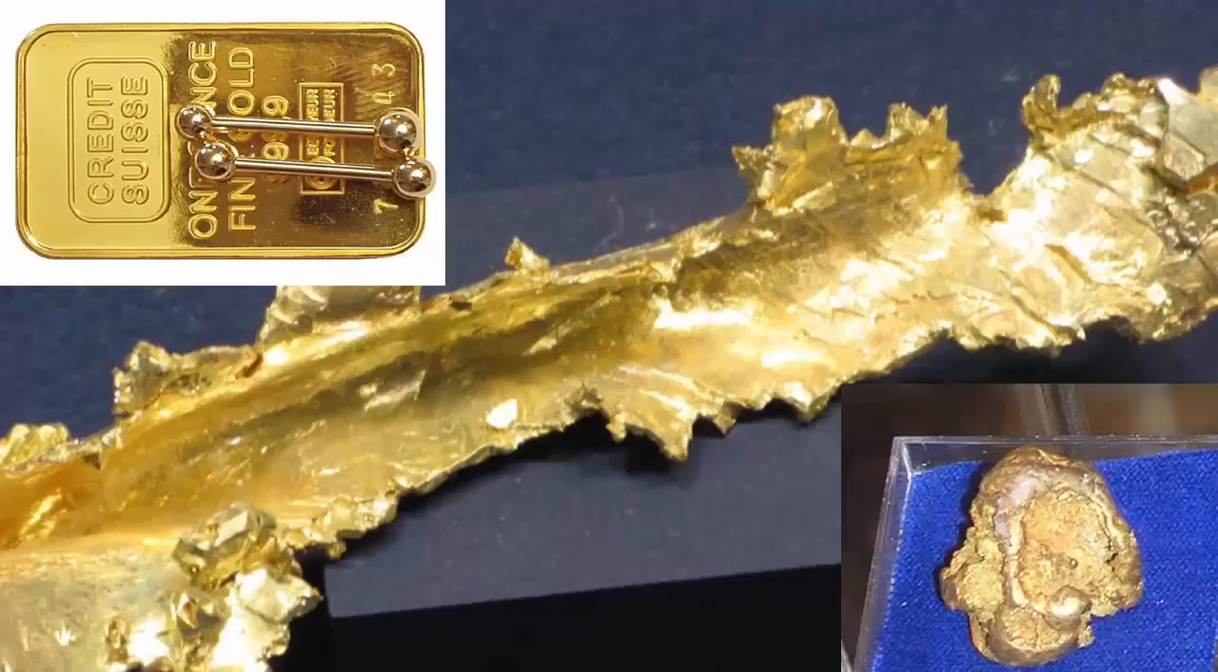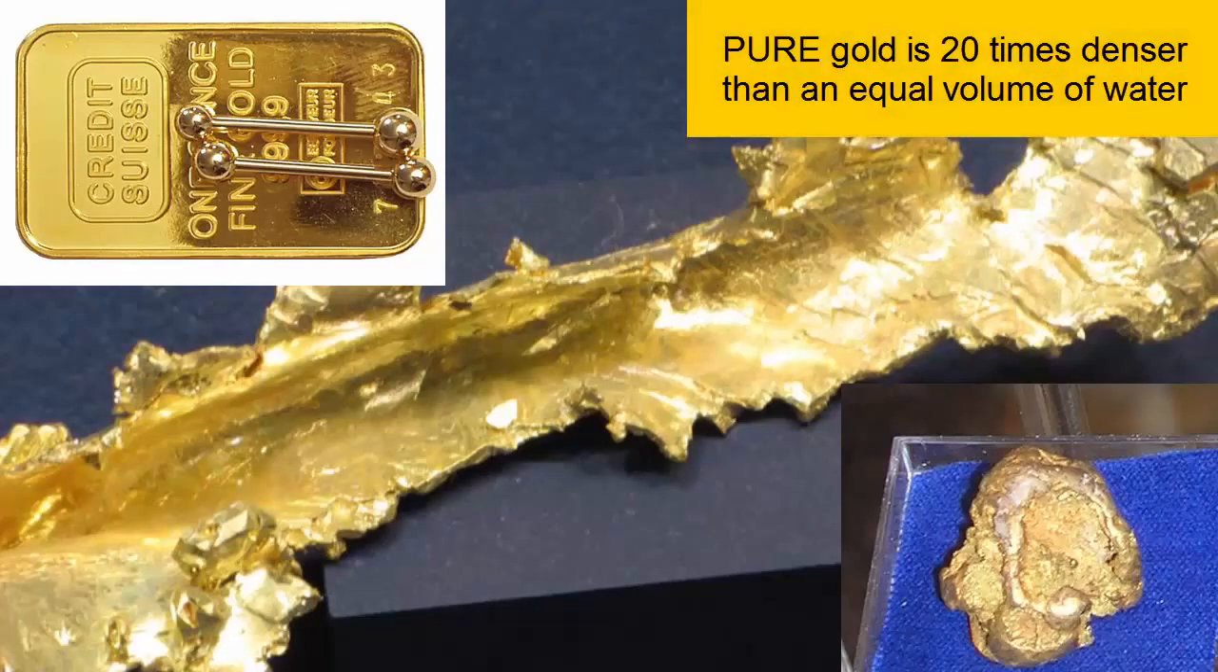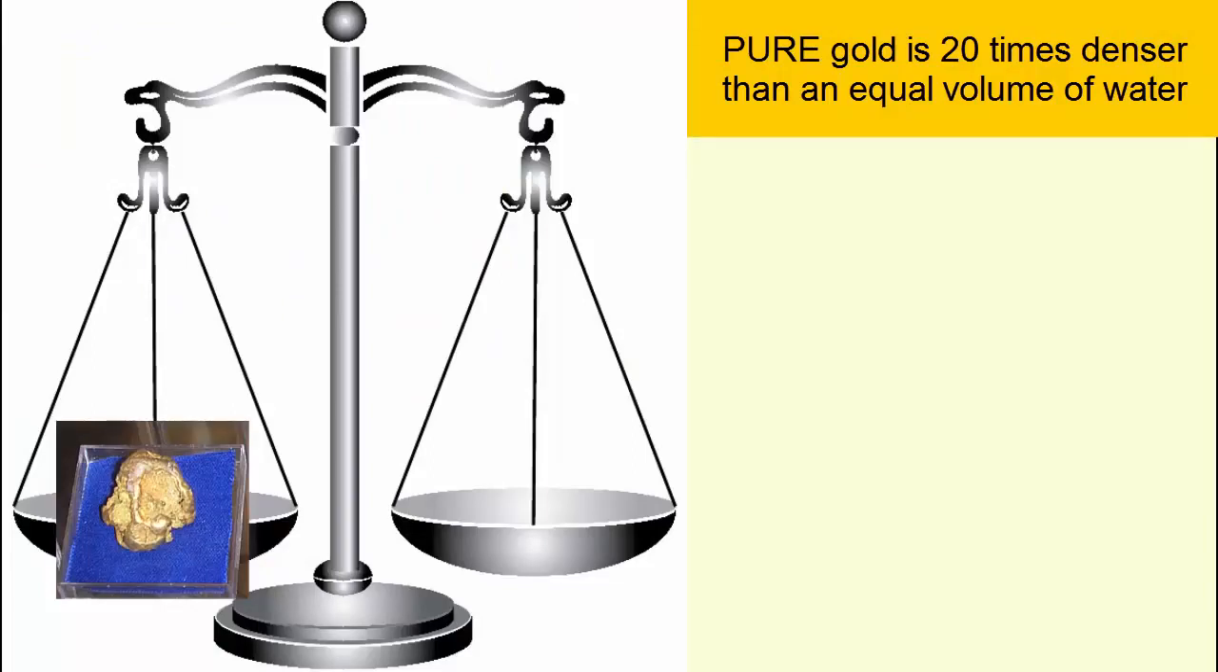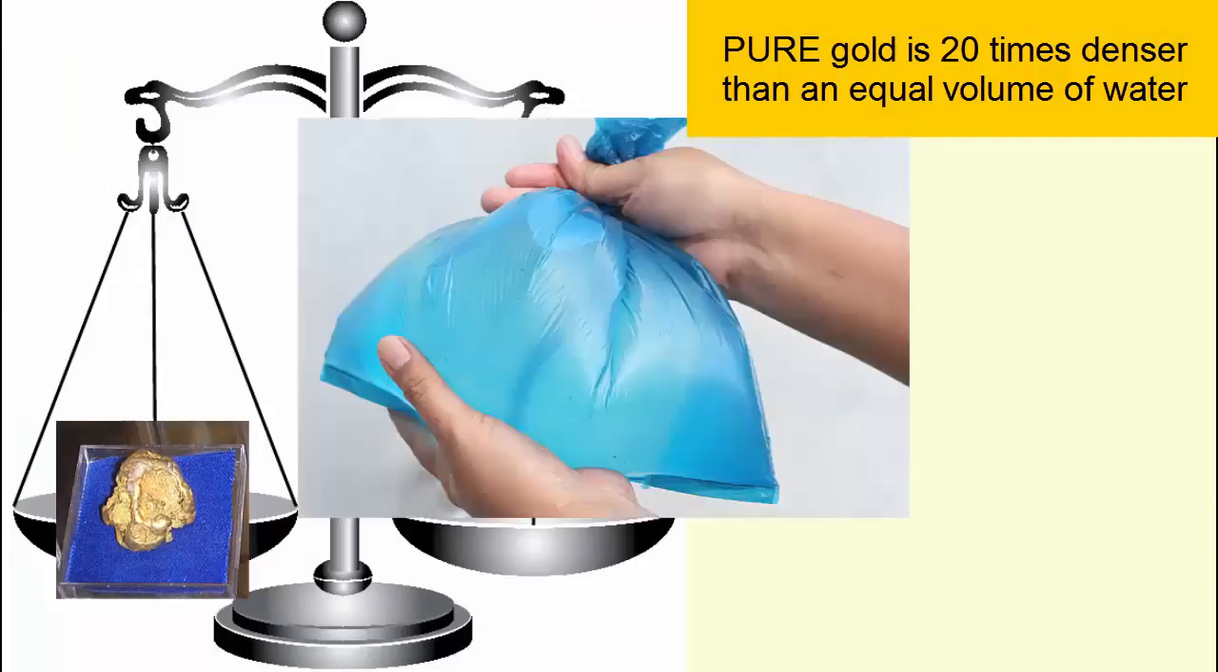So how do we use density to determine the purity of gold? Pure gold has a density 20 times greater than water. So weigh your gold sample and compare it to the weight of 20 times the gold nugget's volume in water. If they aren't the same, the gold isn't pure.